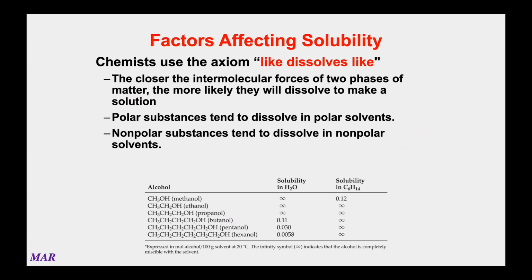There are some factors that affect solubility, like why some things are miscible and why some things are immiscible. And chemists like to use the idea a lot that like dissolves like. And what that refers to is that as the intermolecular forces of the two things you're mixing get closer to each other, the more likely they're going to mix. So earlier I used the idea of water and ethanol, drinking alcohol. They mix really well.